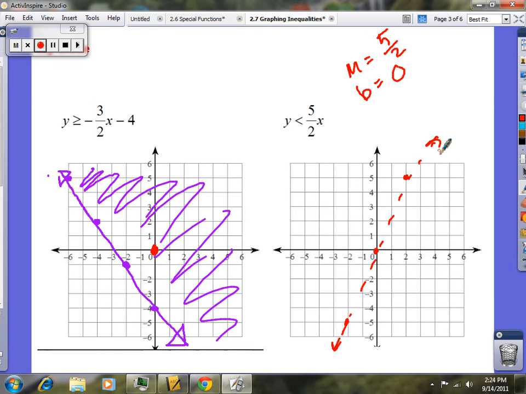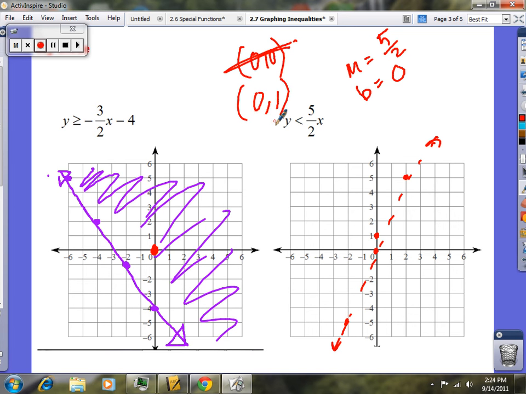Okay, now, if I want to check which side to shade, we always want to try 0, 0. But look, 0, 0 is on the line. So I don't want to use 0, 0. I want to use something easy. Zeros are easy, so I want to use something with a 0. I'm going to use this dot, 0, 1.